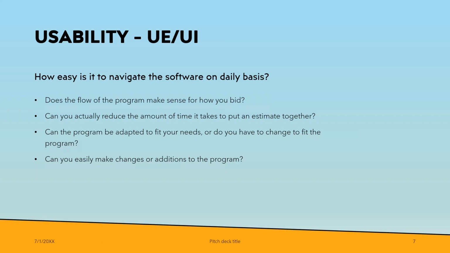Usability, all right, the user experience, the user interface. How easy is the software to get through? How easy is it to put a bid together? You can have an awesome program with the craziest, most amazing features, but if you can't figure out how to use it, if it doesn't make you any faster, if you're not any better off because of those, you haven't really gotten anywhere. You've got a program with great features that doesn't really improve your estimating process.